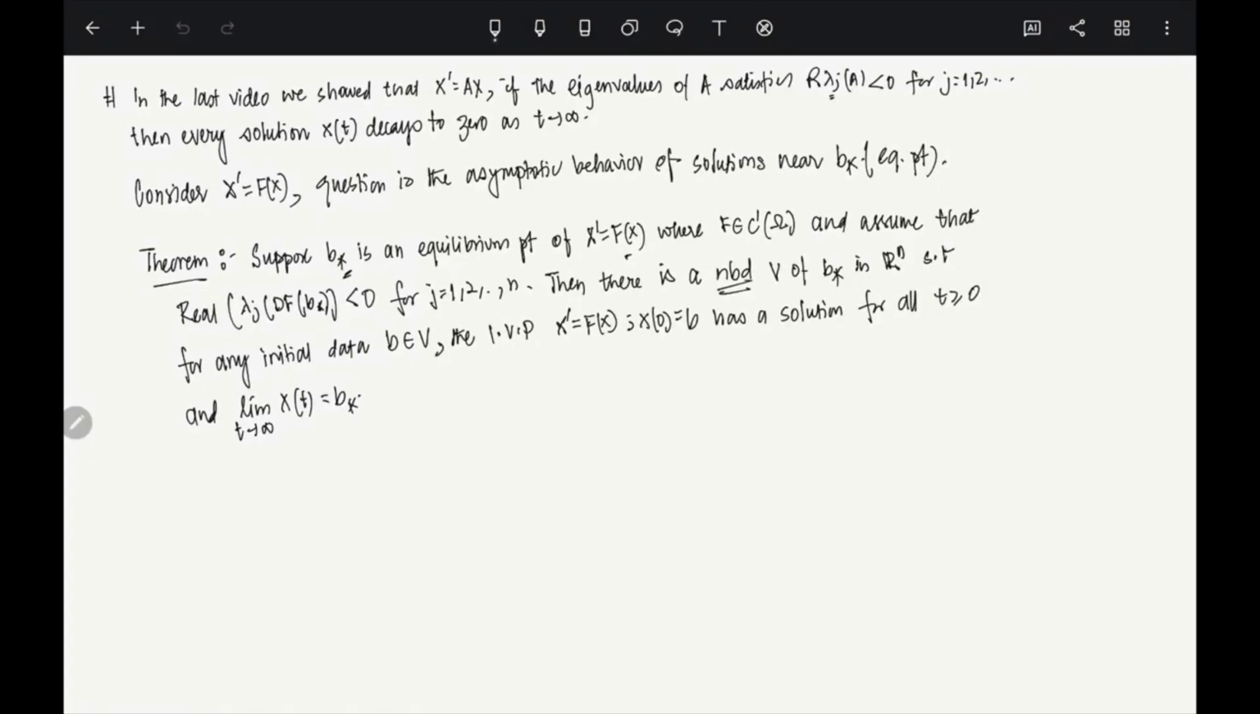It is saying that if b star is the equilibrium, then there is a neighborhood v of b star in Rn such that for any initial data chosen from v, the problem x prime equals f of x, x0 equals b, has a solution that exists for all time t. And the asymptotic behavior of the solution is that it converges to b star. It is actually very intuitive, if you think about it. Now, the thing is, what is the proof?